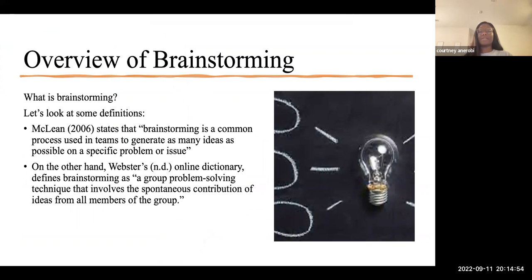McLean states that brainstorming is a common process used in teams to generate as many ideas as possible on a specific problem or issue. On the other hand, Webster's online dictionary defines brainstorming as a group problem-solving technique that involves the spontaneous contribution of ideas from all members of the group.